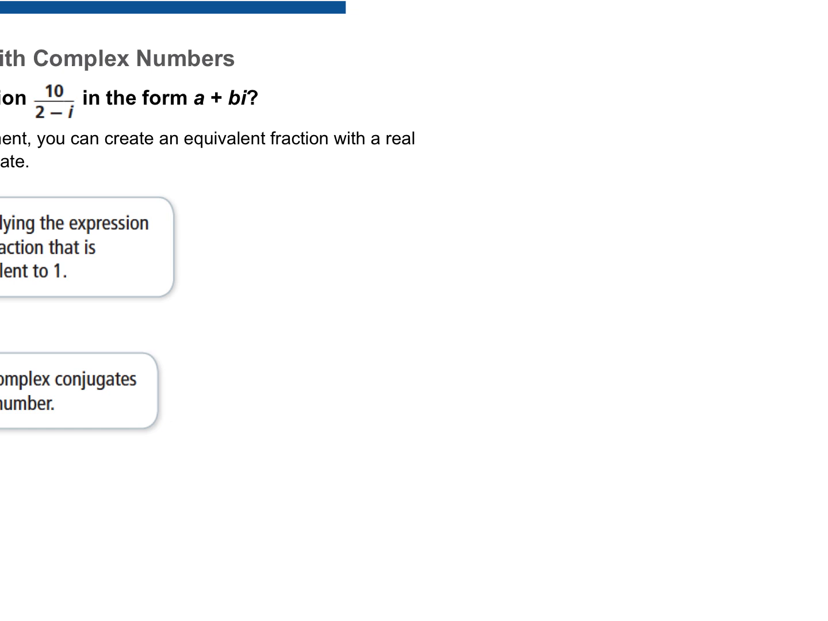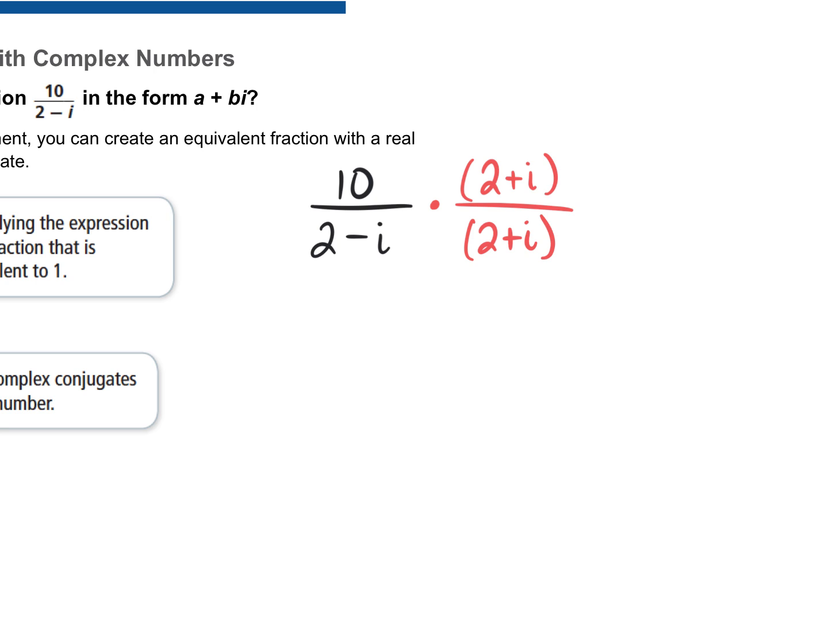Go ahead and write this one off to the side. If I have 10 over 2 minus i, what's wrong with this right now? i is on the bottom. How do we get rid of the i on the bottom? Remember the conjugate? We're going to multiply by the conjugate. What's the conjugate of 2 minus i? 2 plus i. So we're going to multiply by 2 plus i on the top and 2 plus i on the bottom. From here, what do we do on the top?